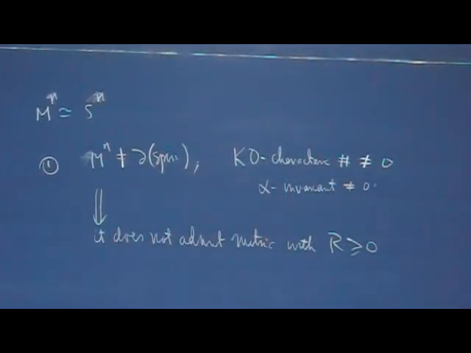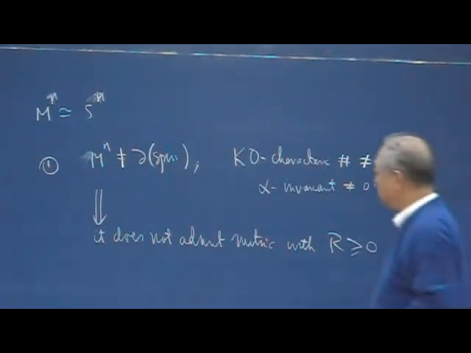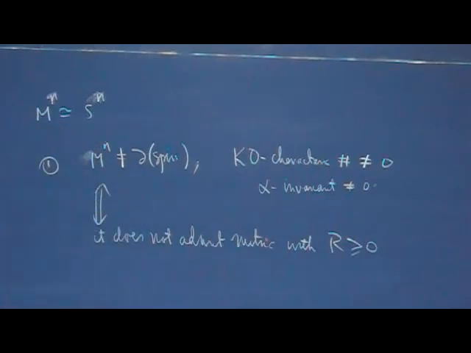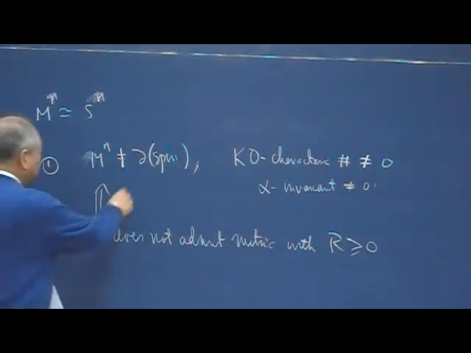And later, by the surgery result of Gromov–Lawson and Schoen–Yau, if it admits a metric with positive scalar curvature, then it cannot bound a spin manifold. The converse comes from the surgery argument.